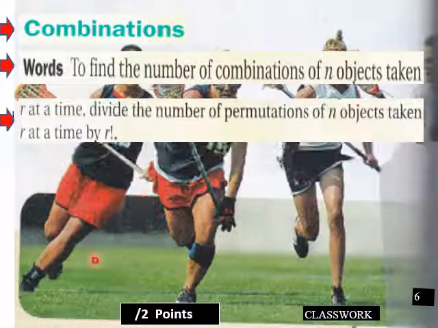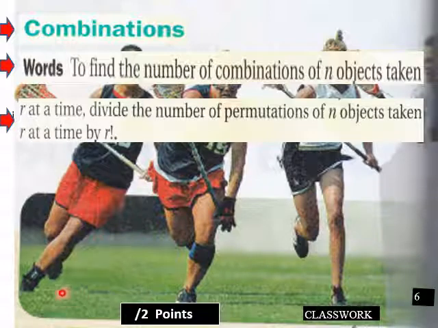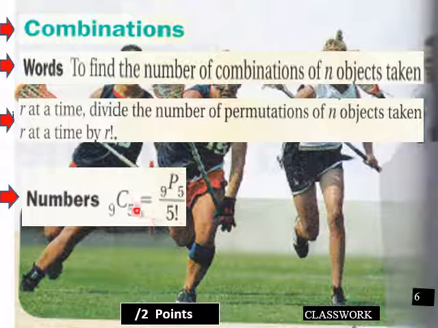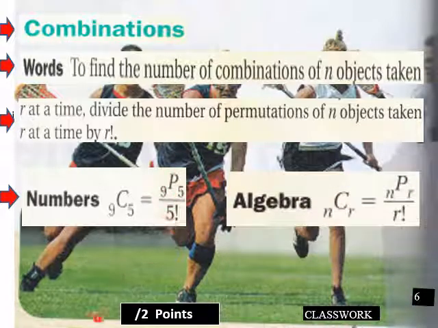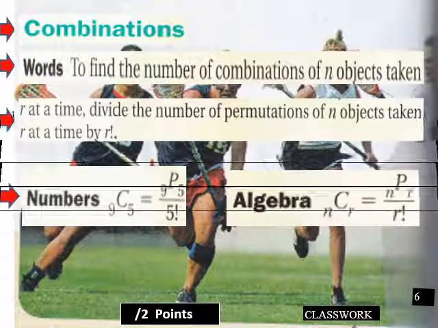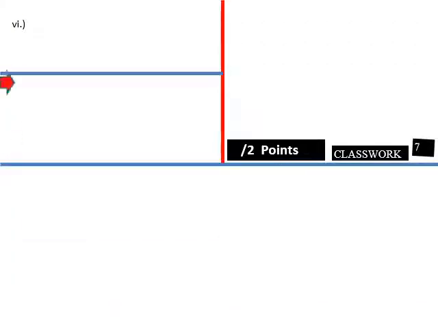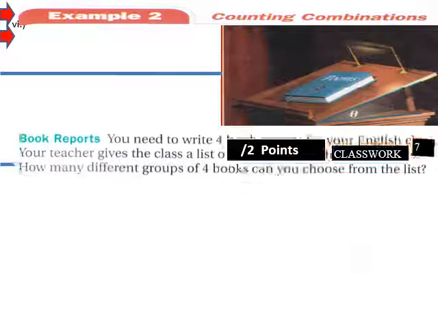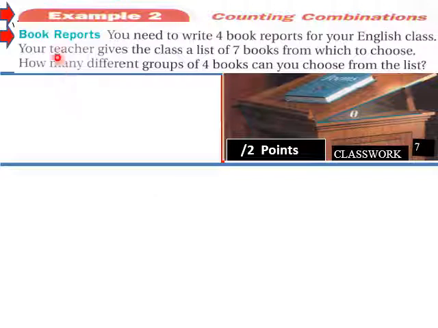Define the number of combinations of n objects taken r at a time. Divide the number of permutations of n objects taken r at a time by r factorial. So you have 9 choose 5, so you have this situation over 5 factorial, or n choose r equals nPr over r factorial. So that's our formula for combinations.